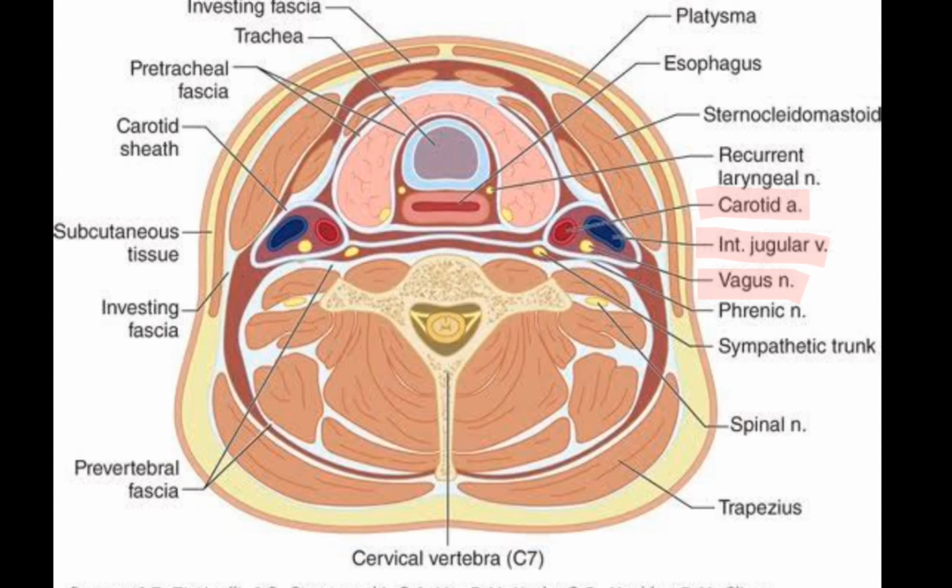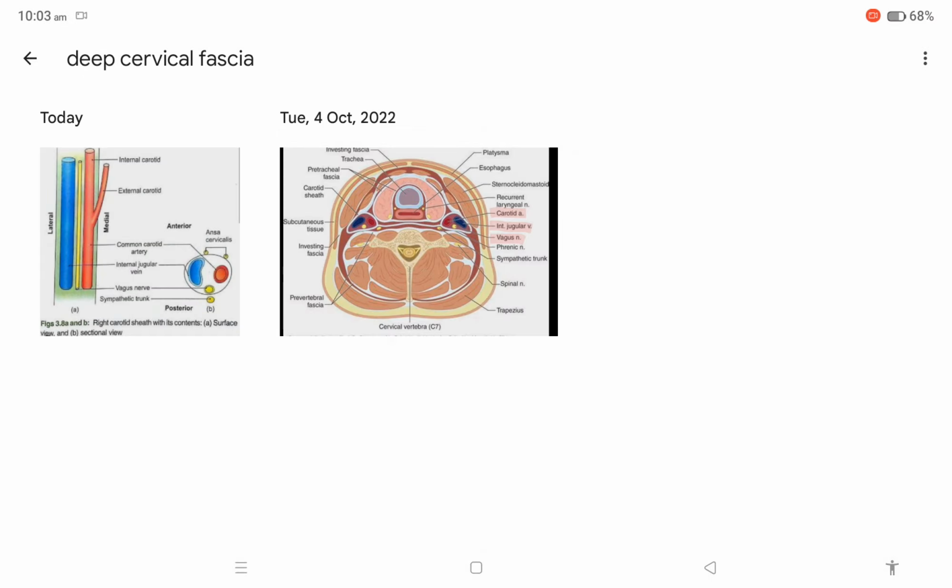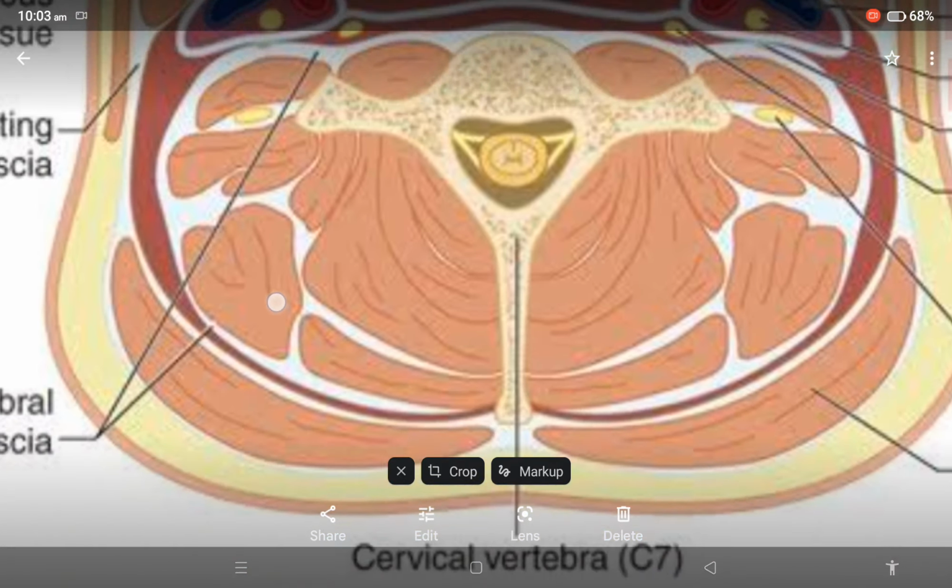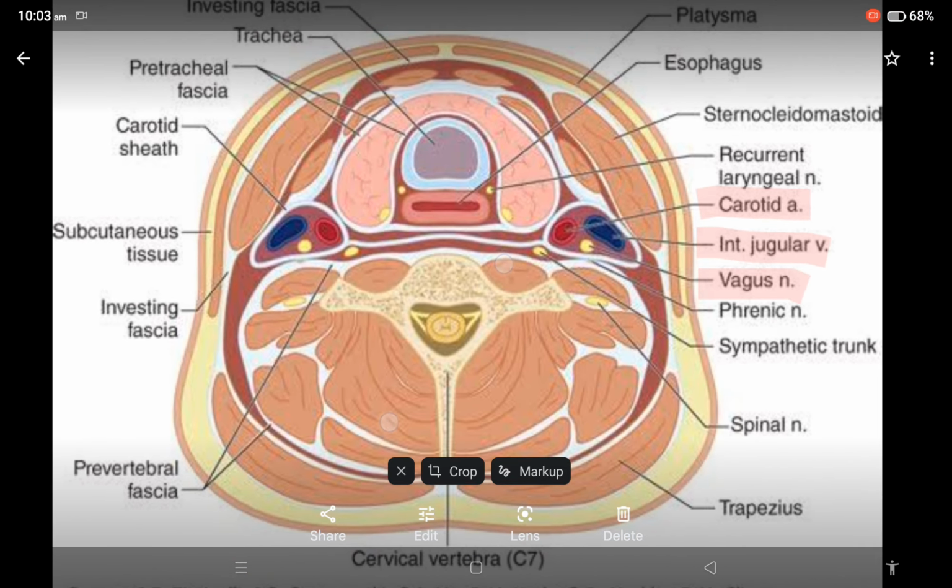Investing fascia is enclosing the trapezius and the sternocleidomastoid muscle. The trapezius at the back, this muscle and the sternocleidomastoid muscle, these are enclosed by the investing layer. Then it also encloses salivary glands. The two anterior glands, that is parotid and the submandibular gland, in this region. Okay. Then we have the pretracheal fascia.